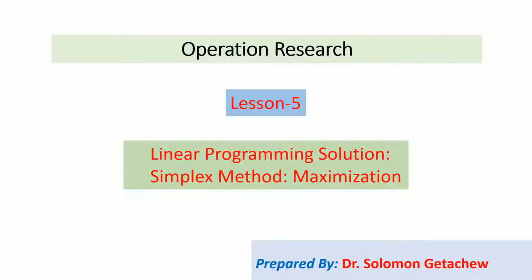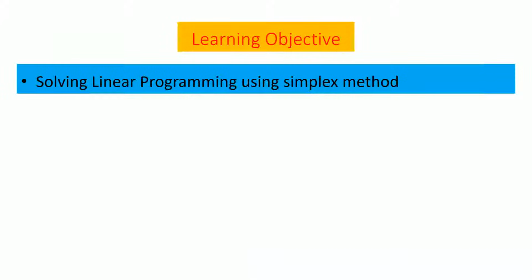And today we are going to discuss linear programming having 3 decision variables using the simplex method in the case of maximization. Thus, our objective for today's lesson is to solve the linear programming problem having 3 decision variables in the case of maximization using the simplex method. Let's get started.